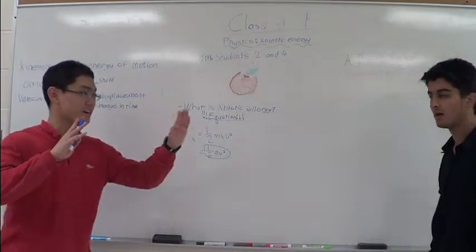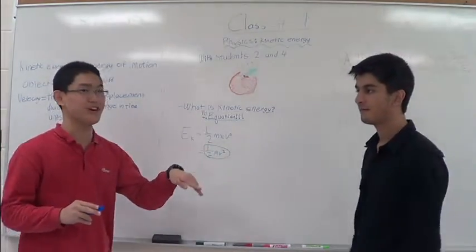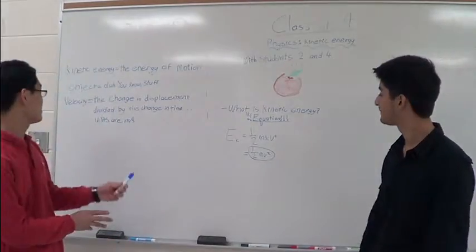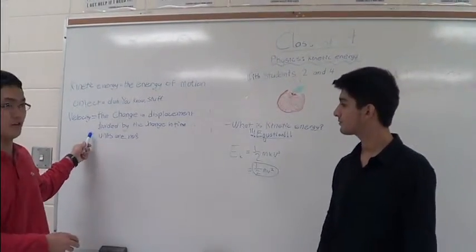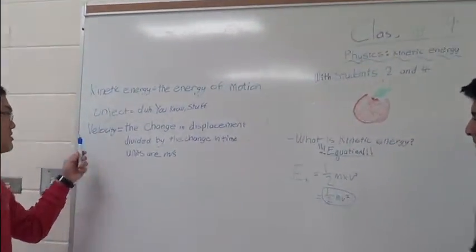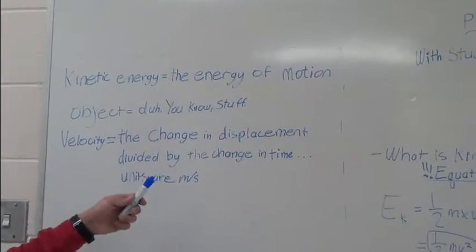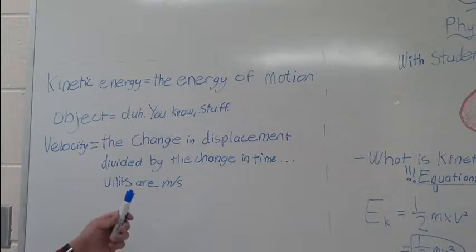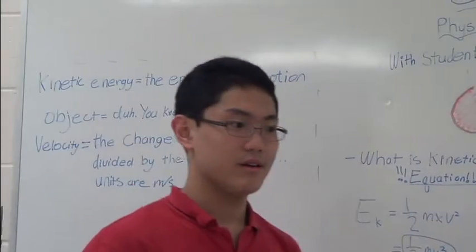Now let's take a quick second here. The critical thing here is velocity, not speed. Velocity, as we all know from earlier videos, is the change in displacement divided by the change in time. The units are in meters per second. Always meters per second, SI units, always. Let's go over an example here, shall we?